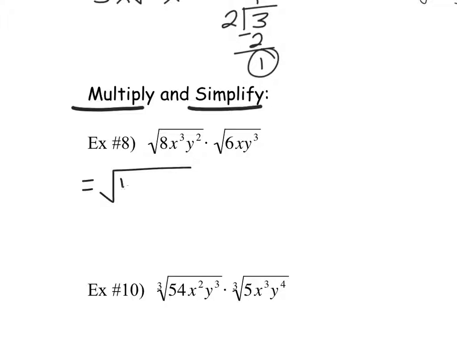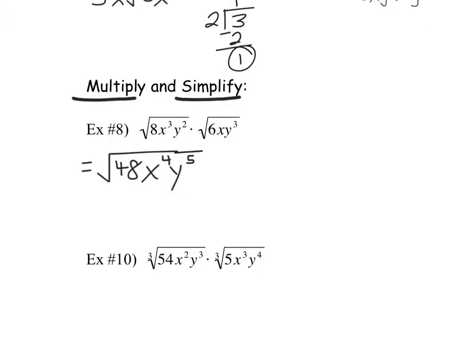6 times 8 is 48. X cubed times x gives us x to the 4th. We're adding our exponents. And y squared times y cubed is y to the 5th. All right, so far so good. All we did was multiply. They're the same radicals. They're both square roots. We can get them together. And now we need to do the simplifying part like we just did in that previous section.